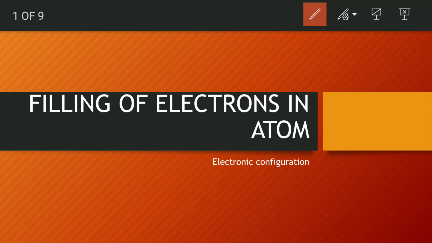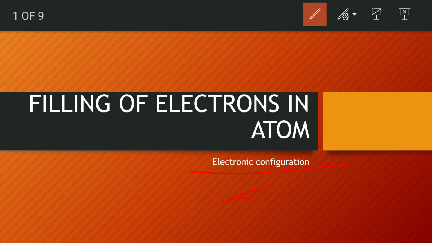Today we will discuss the electronic configuration. Electronic configuration is a very important part. Before this, we have discussed three main rules, that is Aufbau principle, Pauli's principle, and Hund's rule. These are very important for knowing the electronic configuration. I'll just summarize these three principles.